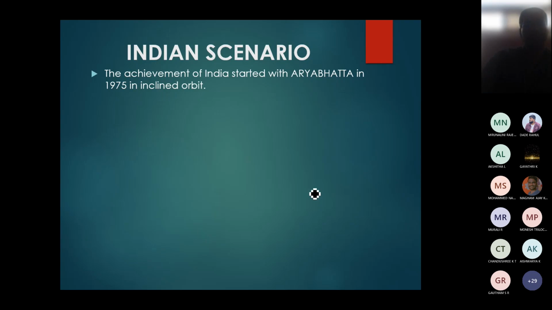Now, coming to the Indian scenario, as far as India is concerned, India has launched the first satellite, called Aryabhata, in the year 1975. And that satellite was launched in an inclined orbit. It is not an equatorial orbit, but India launched it in an inclined orbit.